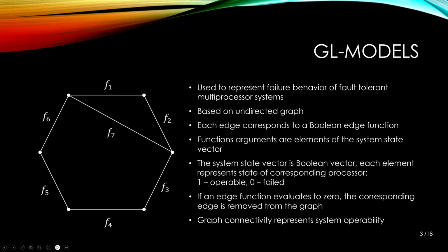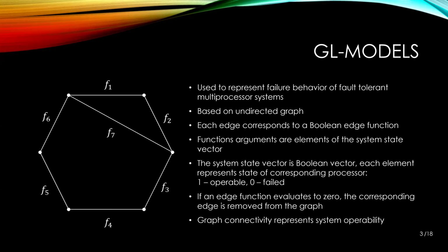Graph logical models, GL models, are used to represent the failure behavior of fault-tolerant multiprocessor systems. You can see an example of a GL model on this slide, in this figure. A GL model is based on an undirected graph whose edges correspond to Boolean edge functions. The arguments of these functions are elements of the system state vector. The system state vector is a Boolean vector whose components represent the states of the corresponding processors, where 1 denotes an operable processor and 0 denotes a failed one.